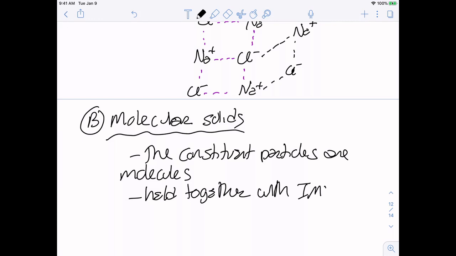We can subdivide them if we wanted into polar molecular solids and non-polar molecular solids. The polar ones obviously would be polar molecules that make them up. So they'd be held together with London dispersion forces, dipole-dipole forces, and possibly hydrogen bonds. Our non-polar molecular solids obviously would have non-polar molecules that comprise them, and they would be held together only with London dispersion forces.